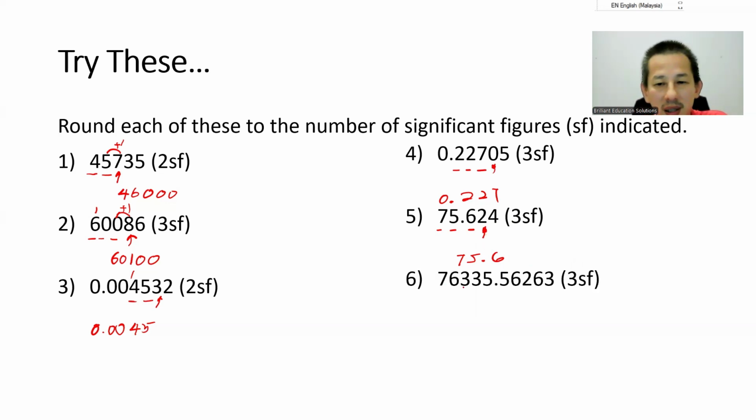Last question. 76335.56263 to 3 significant figures. The first significant figure is 7. You count 3 digits, 1, 2, 3. So it's 763. The next digit is 3, which is less than 5, so it remains as 3. The last digit of the rounded number is before the decimal, therefore just add 2 zeros and remove the rest, the digits after the decimal. So the answer is 76300.